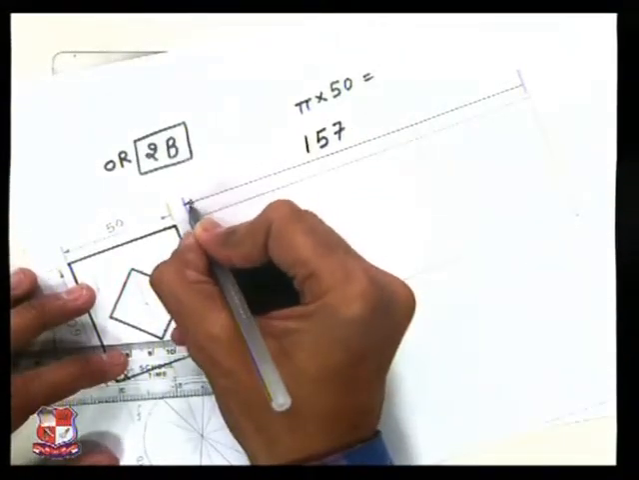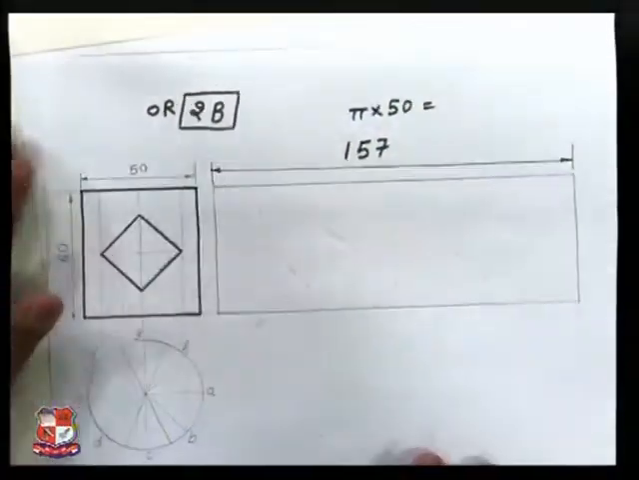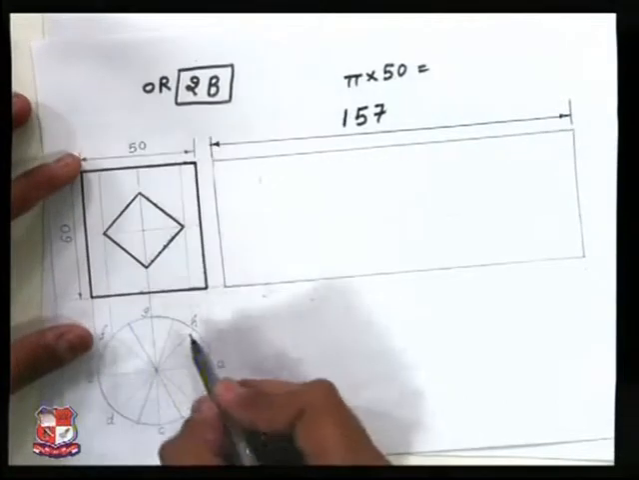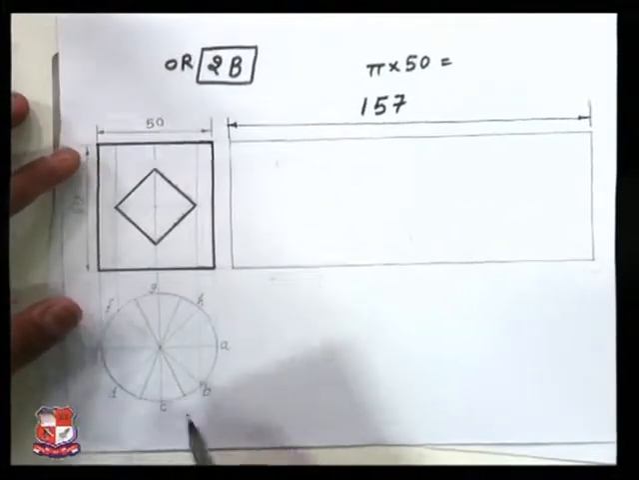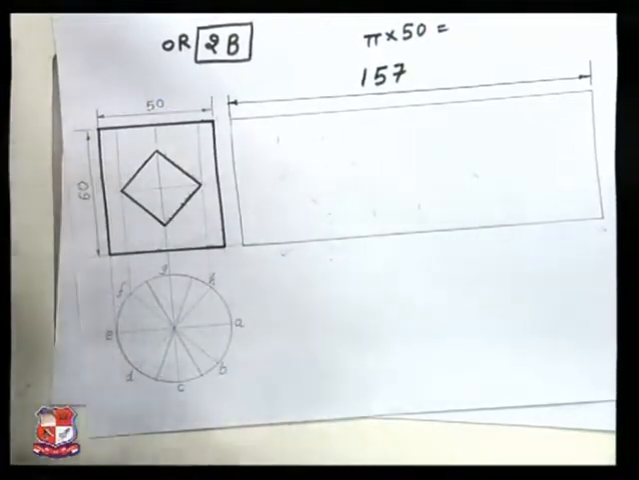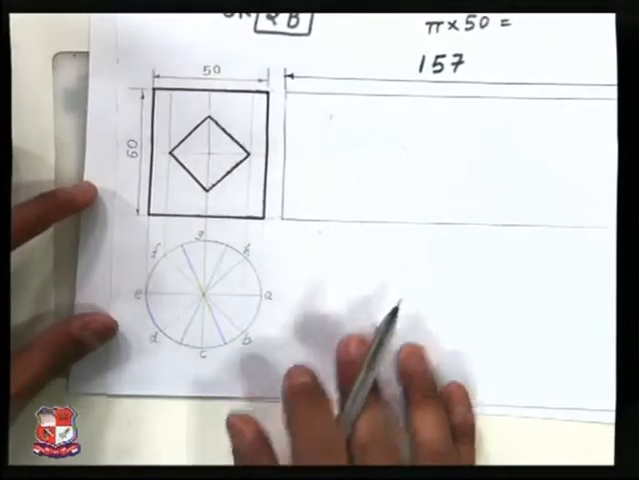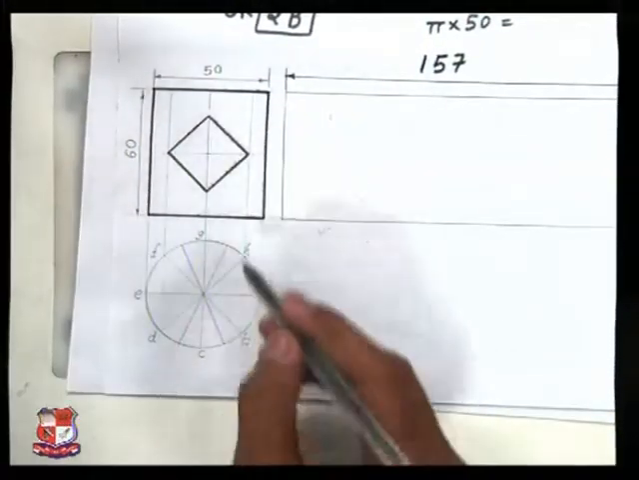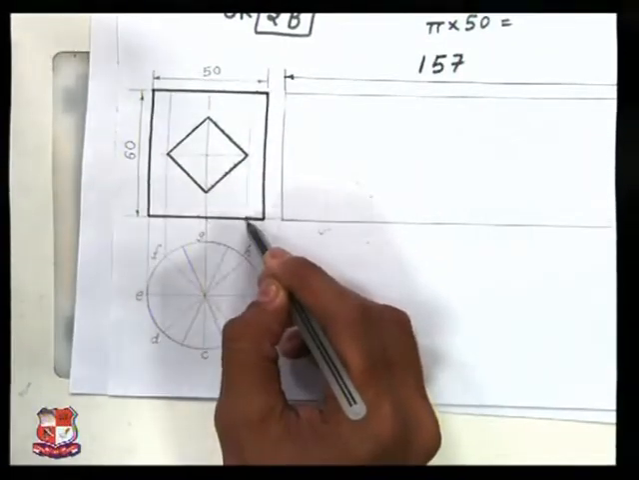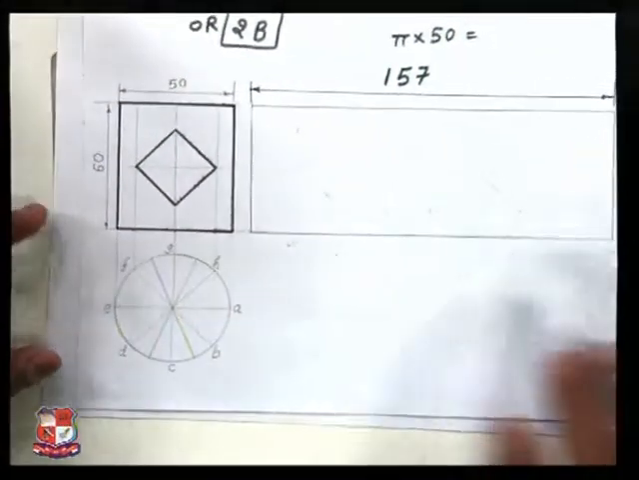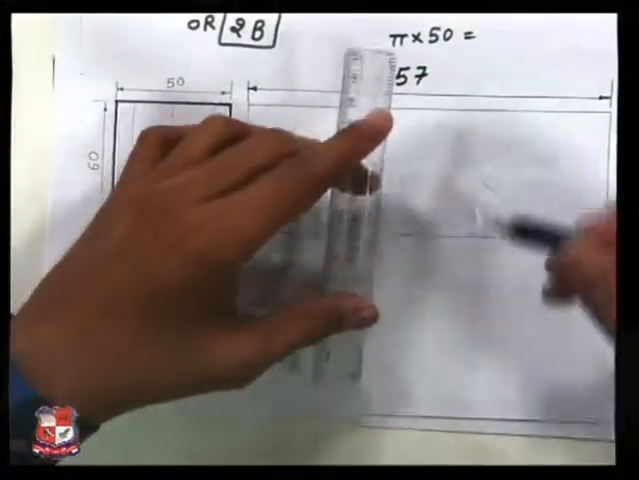The width is 157 millimeter like this. Now to draw the development of this cylinder, let me divide this circle into equal number of parts. It is divided into 8 equal parts, say A, B, C, D, E, F, G and H. Similarly, its projections in front view, A dash, B dash, C dash, D dash, E dash, F dash, G dash and H dash, and divide this rectangle into 8 equal parts as well, like this.